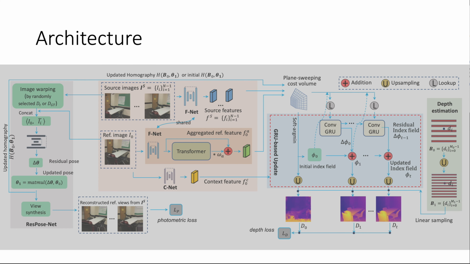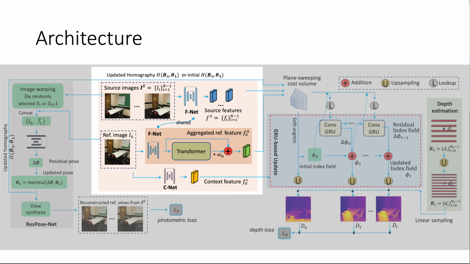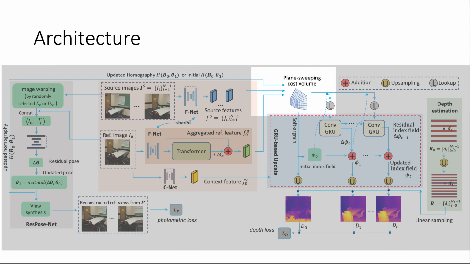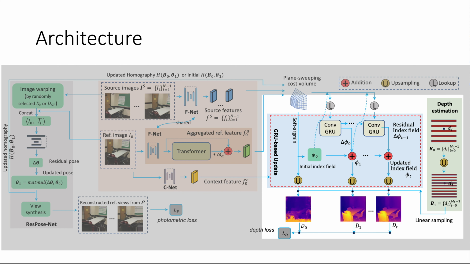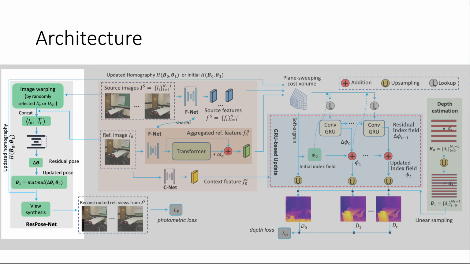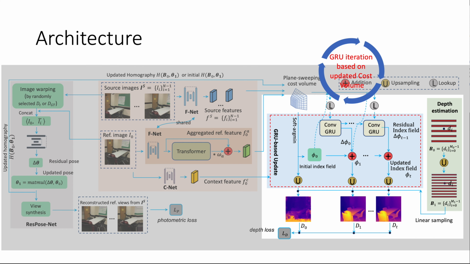Now let's talk about the architecture. Our network consists of feature extraction block, plane sweeping cost volume construction, GRU-based iterative optimization, including the recurrent estimates of the residual index fields, and the depth estimation by sampling the depth hypothesis. Also, a residual pose net is proposed to rectify the camera pose for updated homographic warping to construct a new cost volume, followed by the remaining iterations of GRUs.